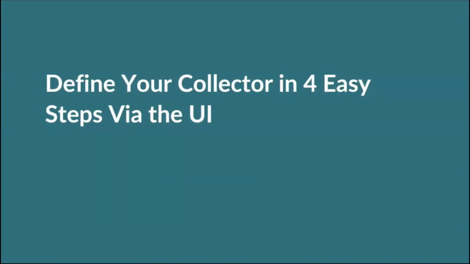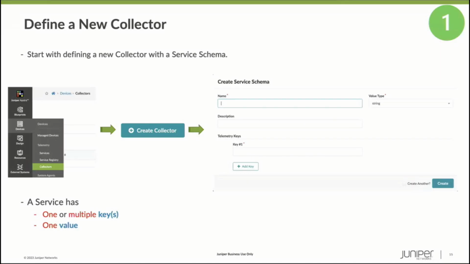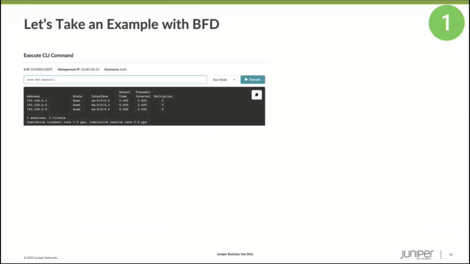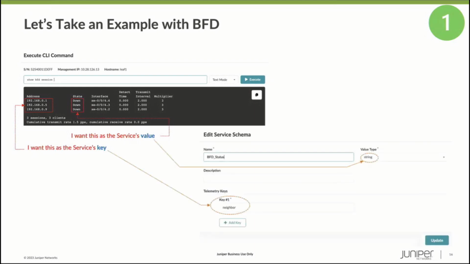All right, that's great. So now we can use that. We can define a collector, and it's 4 easy steps. You start with defining a new collector, and in there, you have to define a key and value pair. Like anything, the key is what you're looking for, the value is your output. So I'm going to go through an example. We're going to use a command called show BFD session. That command, if you're familiar with it, shows a list of neighbor IP addresses in a state up or down. Pretty simple. So those neighbor addresses would be our key. That's what we want to look for and what we want to key off of. The up or down state is the value. So that's what we use for our key value pairing.